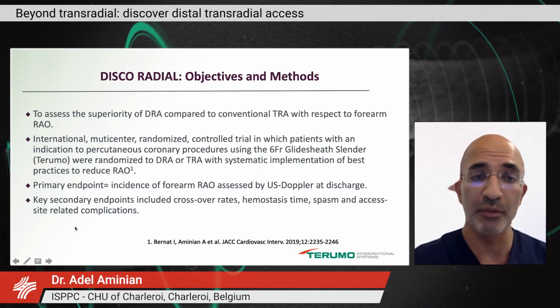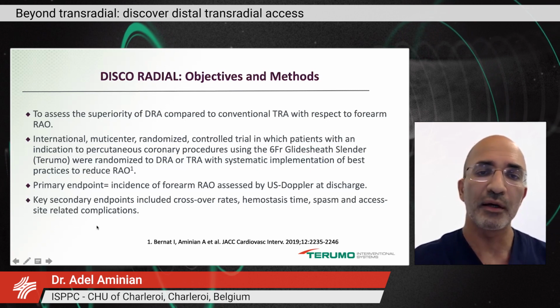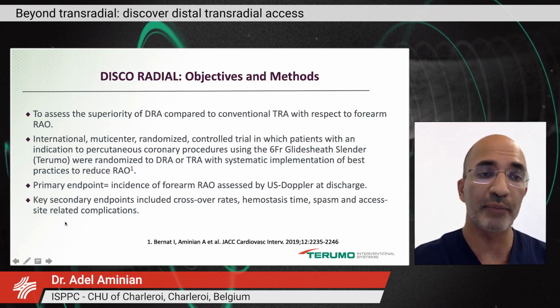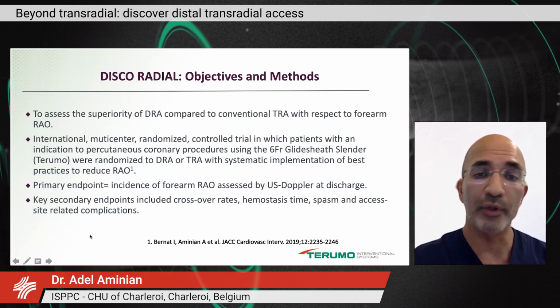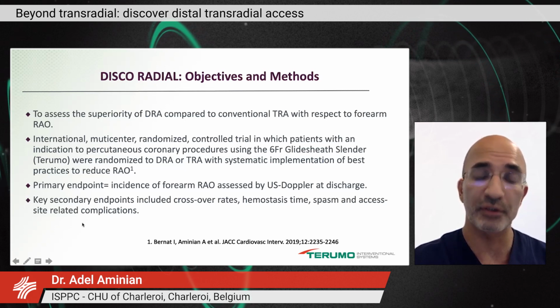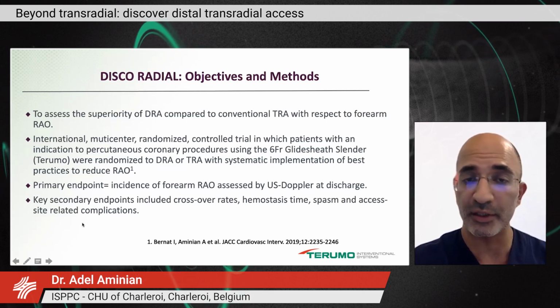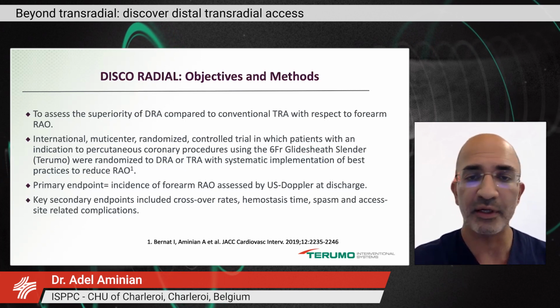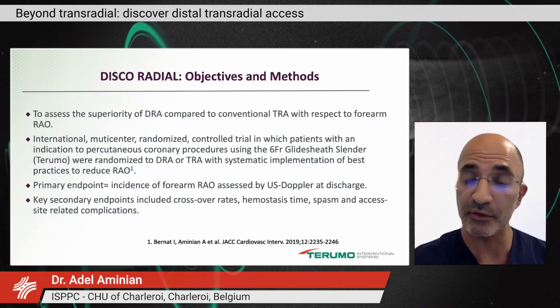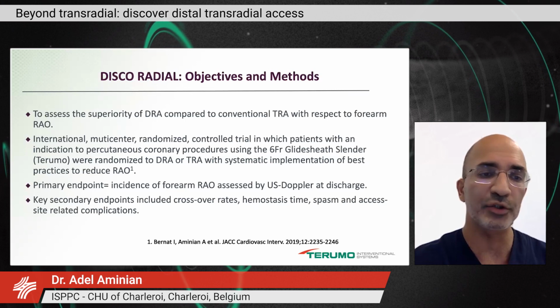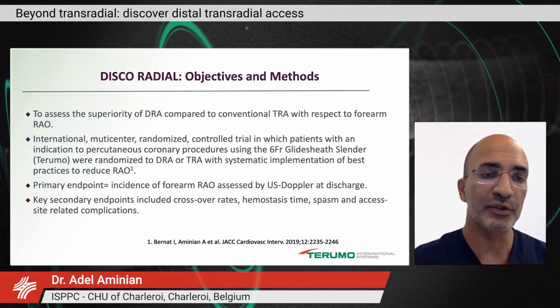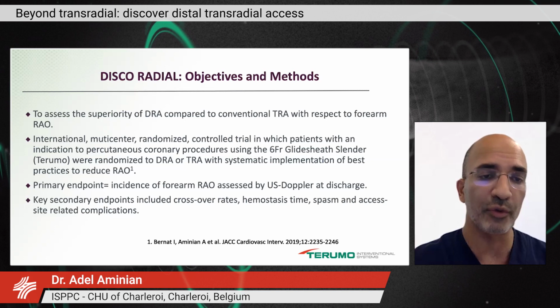So it was an international, multi-center, randomized controlled trial, the first one, in patients with an indication for coronary procedures using the 6-French Glidesheath Slender, randomized 1-to-1 to receive distal radial access or conventional radial access, but with systematic implementation of best recommendations to reduce radial arterial occlusion.